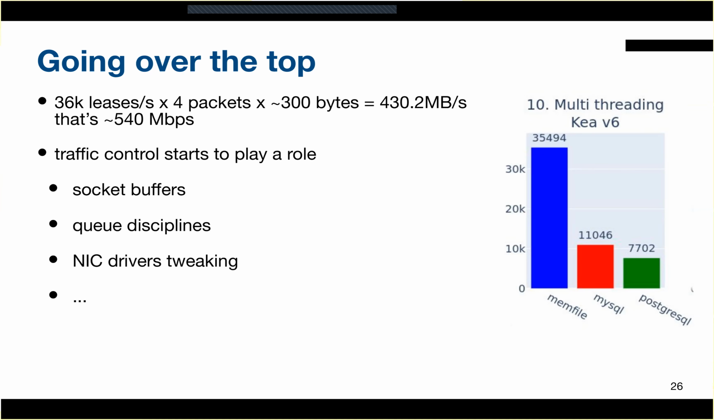That's a lot. With that amount of traffic, the traffic control in your OS starts to play a significant role. Things like socket buffers, QoS disciplines, tweaking parameters in your network interface cards. These are all things that might have an effect. We haven't explored this yet, because we feel that if someone is able to get 36,000 leases per second, this is good enough. But it's up to you how deep you want to go to increase the performance a little bit more.